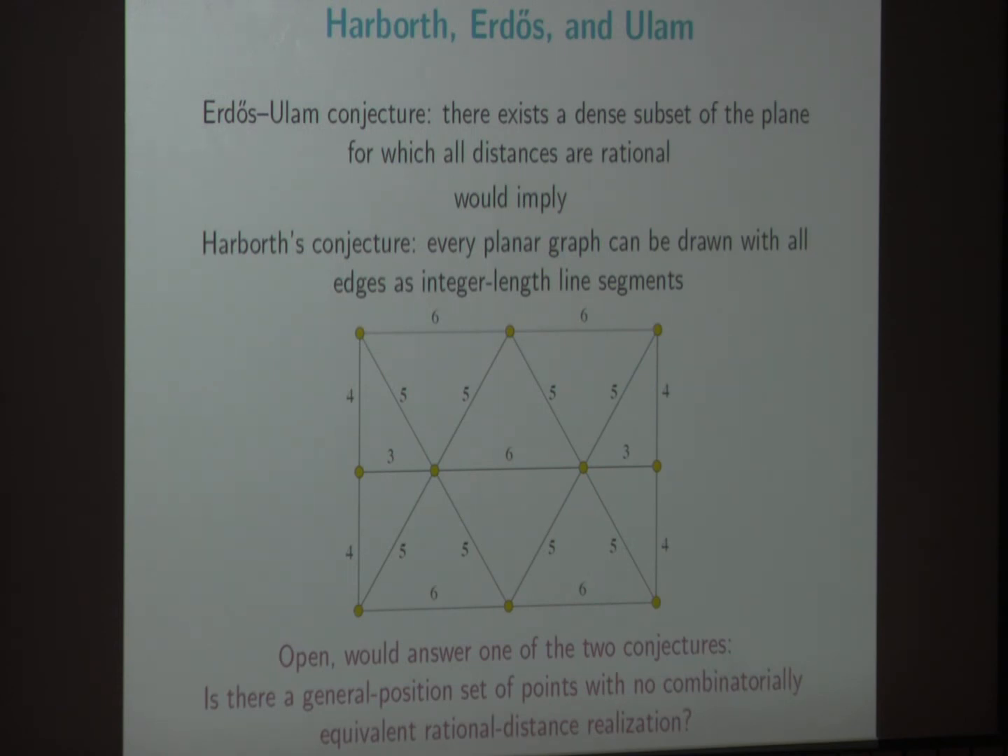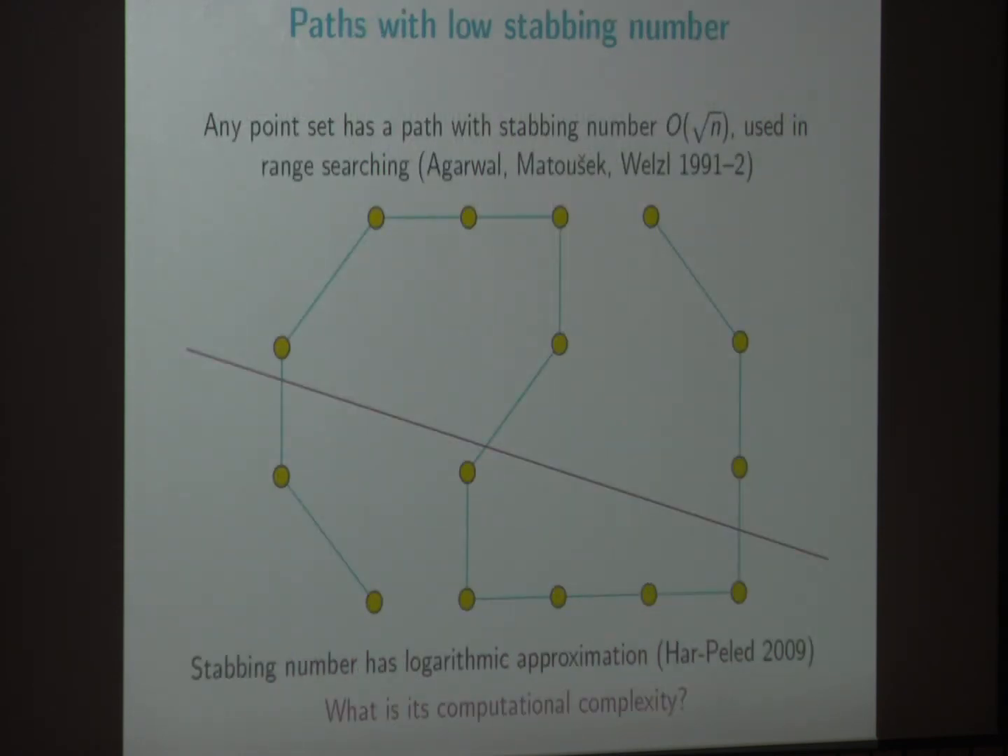On the other hand, if every general position subset can be realized with integer distances, then we could use it as a set of points to draw your favorite graph. Draw your favorite graph with general position points for its vertices, perturb it to be one of these equivalent rational distance realizations, expand it to make the rational numbers integers, and you have an integer drawing of your favorite planar graph. So if we could answer this question, we could answer either one of these two famous conjectures. And again, rational distance realizability is monotone.